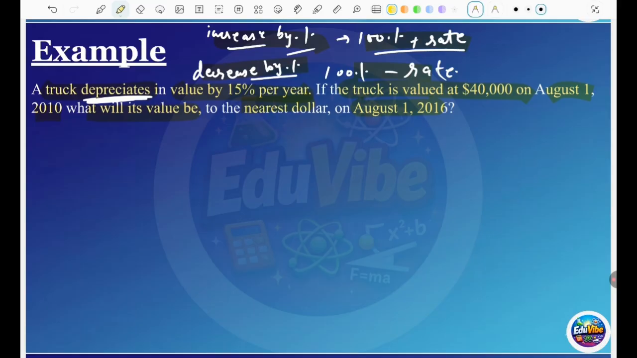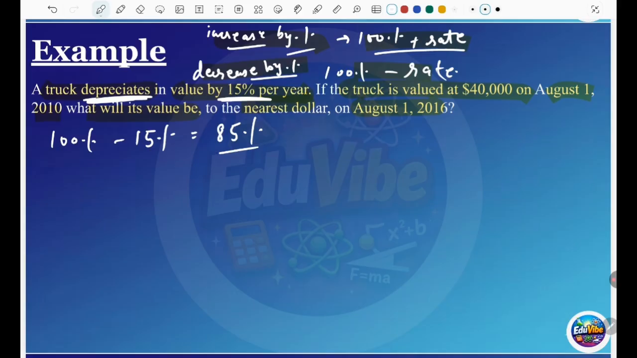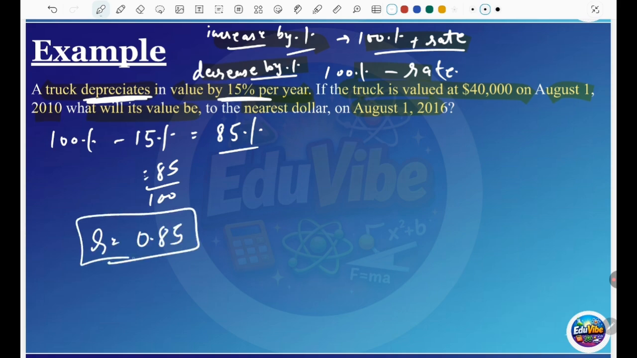It depreciates by 15% per year, which means this is a decrease. We have to do 100% minus 15%. This is the rate. And what's that equal to? You get 85%, and from 85% you have to divide by 100. So 85 divided by 100, you get your r, which is 0.85.